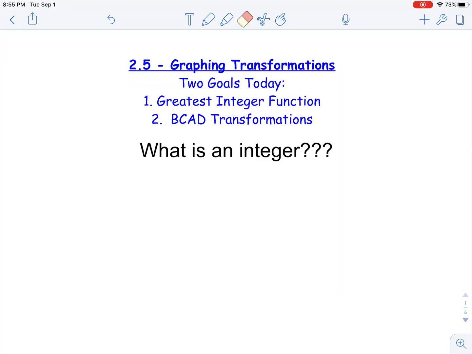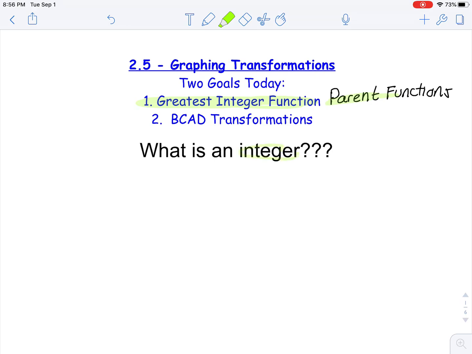Okay, class, in lesson 2.5, we are going to have two main goals. We're going to be introducing you to the greatest integer function, which is another one of our parent functions. So it's going to go with that library of parent functions we talked about before. And then in the second half of this lesson 2.5, we're also going to be looking at how to perform some transformations on all of these parent functions. So in this video, I want to simply focus on this greatest integer function. And again, we're going to add that to that library of parent functions that we have.